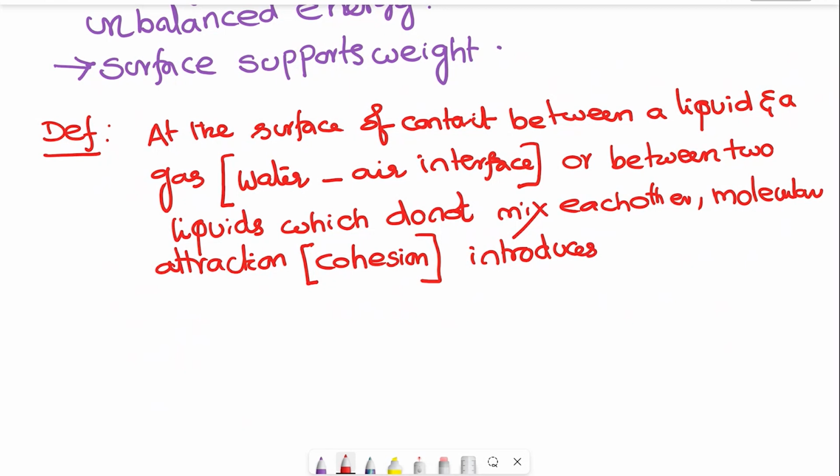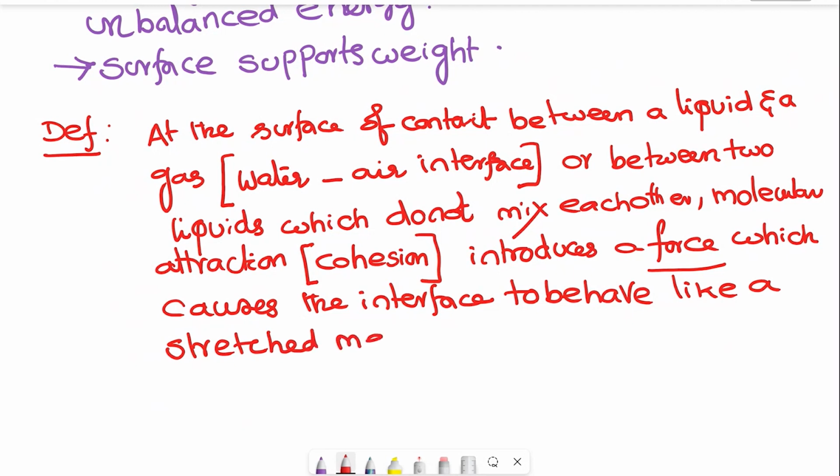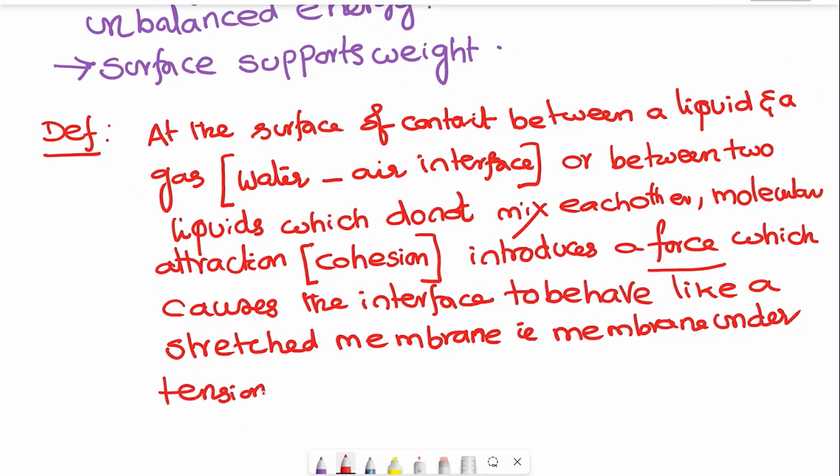introduces a force which causes the interface to behave like a stretched membrane, that is, a membrane under tension. This is called surface tension.